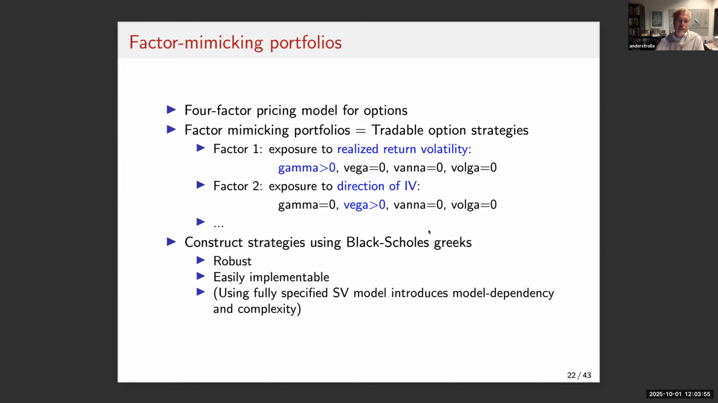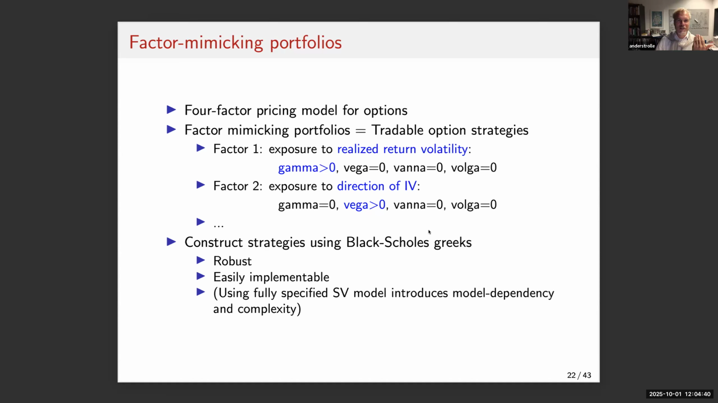Now, to do this, we need to be able to compute these Greeks for each option, and for that we're going to use the Black-Scholes model. So we're going to work with Black-Scholes Greeks, even if it's not completely internally consistent, but it's robust, and it means that we get an easily implementable trading strategy. We could also work with a fully specified stochastic volatility model, where we can compute these risk exposures in an internally consistent way, but this would introduce some model dependency and would be much more complex. So we'd rather go for a robust, easily implementable strategy.